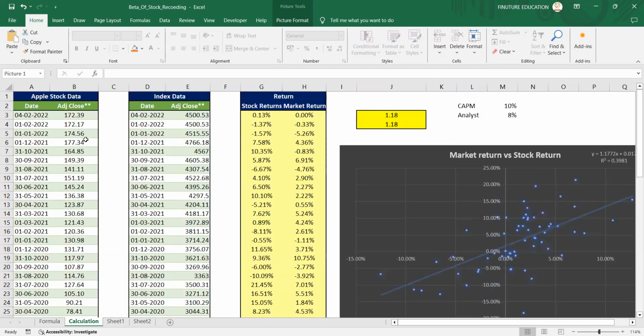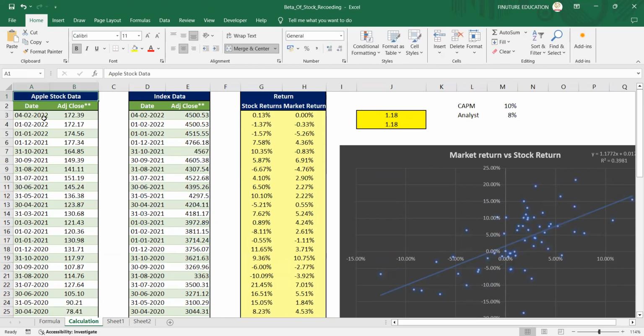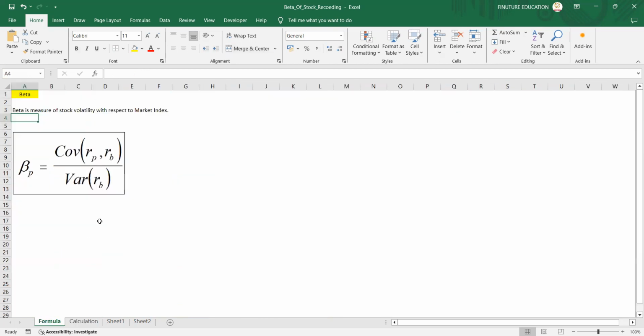Okay. So this is in fact about the beta. Over here, if you notice, this is the data for Apple stock. This is the data for S&P. Apple stock is a part of the S&P 500 index. So basically, if I were to tell you what beta is, the mathematical expression is this.